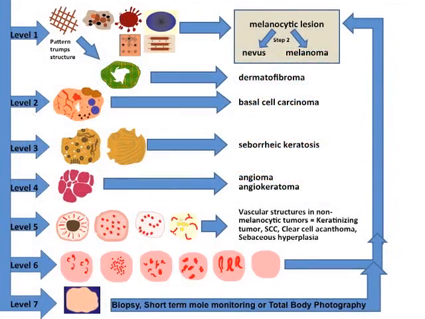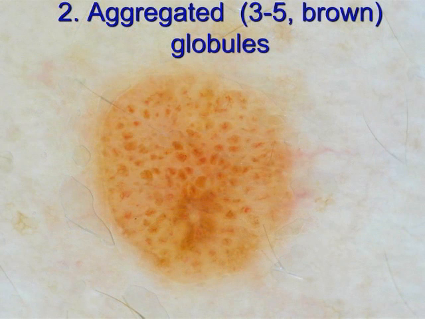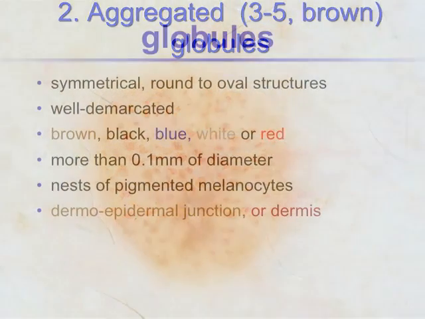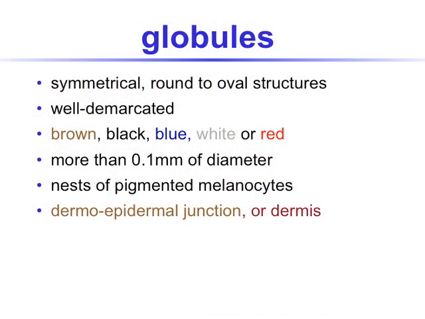Now, the next one that defines a lesion as melanocytic are globules, and that is defined as three or more aggregated globules, and usually with a brown color. They can sometimes be blue, but usually brown in color. So globules, symmetric round to oval structures, they're well demarcated, most of the time brown, sometimes black, but rare, sometimes blue, but rare. White is a very interesting type of globule, which I'll talk about in a moment.